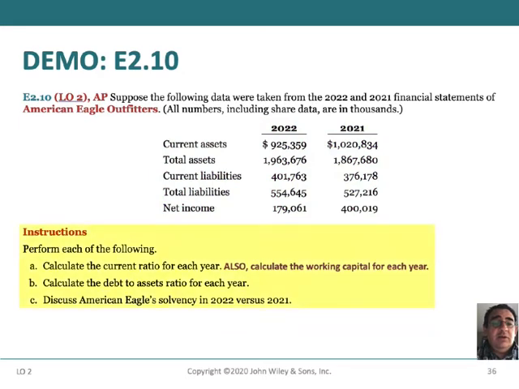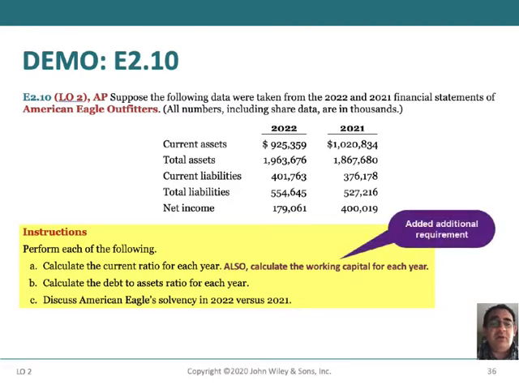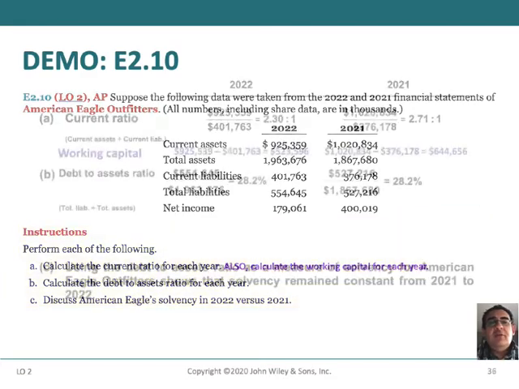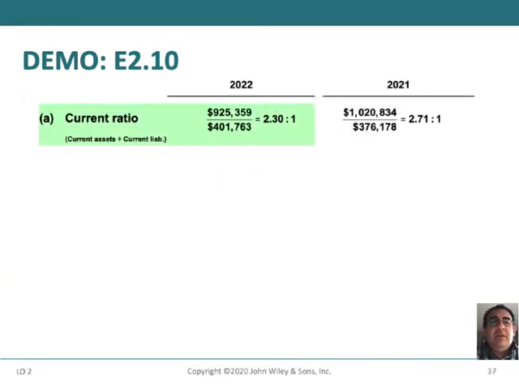Our instructions are to do the following things. The first is to calculate the current ratio for each year, but then I've added an addition here to also calculate the working capital for each year. Then we'll calculate the debt to assets ratio, and then we'll have a short conversation on American Eagle solvency in 2022 versus 2021.